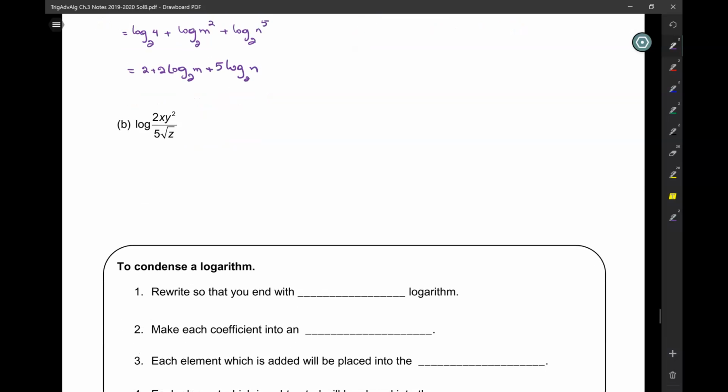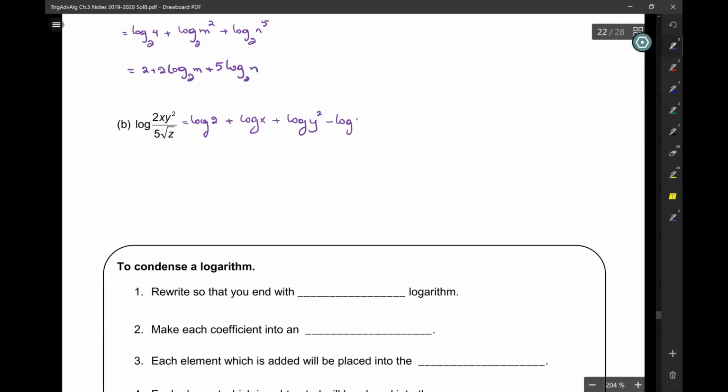Okay. Next. This is my favorite one, by far. How many elements here? 2, x, y, 5, z. So 5 total. So, okay, so let's see. Log of 2 plus log of x plus log of y squared minus log of 5 minus log of root z, which is z to the half.